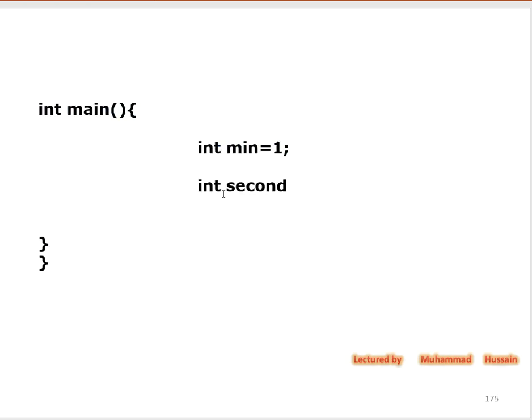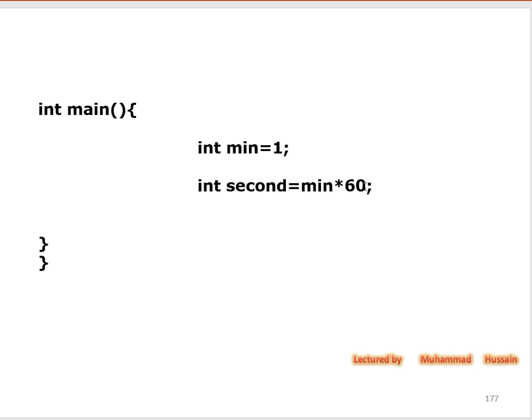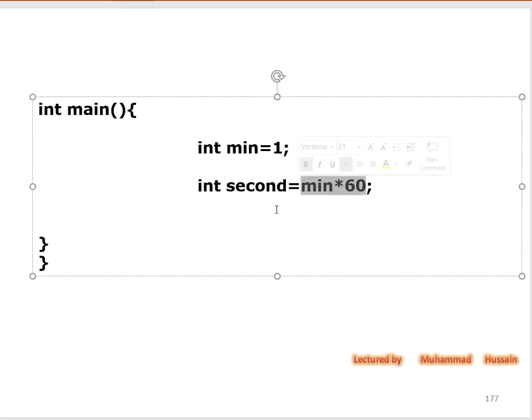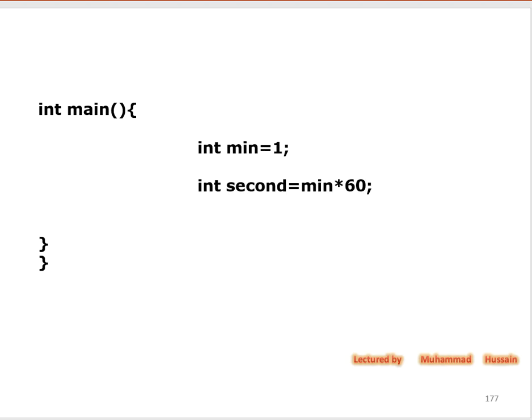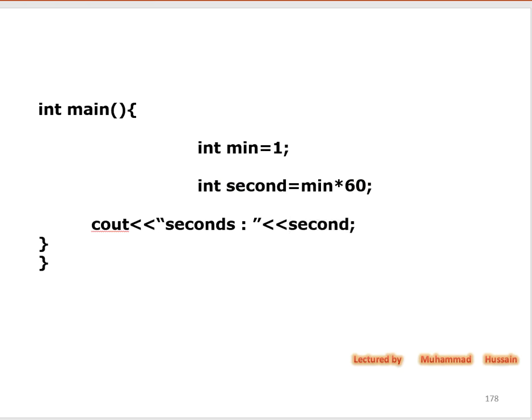And then if I'm writing again integer second, and here an equal sign and min, so whatever the min value contains will be shifted to second. If I'm multiplying min with 60, what will happen? It will perform the operation, and whatever the result, it will store in second, okay. So what will be the result? The result will be 60. And then if I'm writing here cout, 60, what will be the result on the screen? I am 100% sure you will say, sir, the answer will be seconds 60.